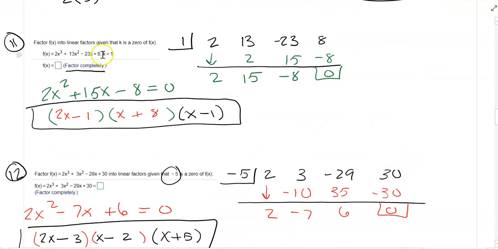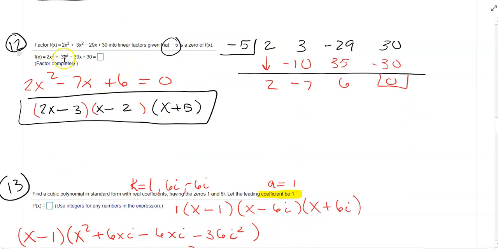Here I know that one of my zeros is 1. So I use that, I get 0 there, so I know I did that correctly. And then I factor. And so it says factor completely. So you're already given one of the factors. Since I know that k is equal to 1, one of my factors is x minus 1. The other two that I found are 2x minus 1 and x plus 8.